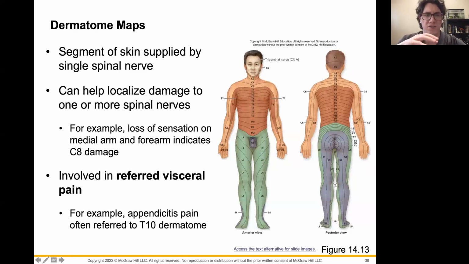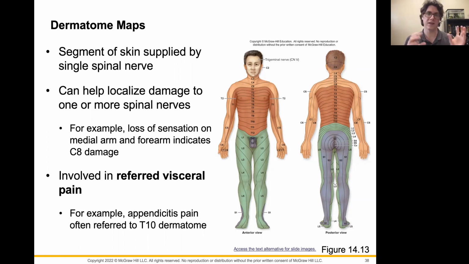Here we have a map of the dermatomes. Now, what these are is basically regions of the skin that are supplied by particular spinal nerves, which means if you touch one of these areas, the sensation from that touch, or getting information to a muscle in that area, for instance, is going to be carried by that particular spinal nerve.